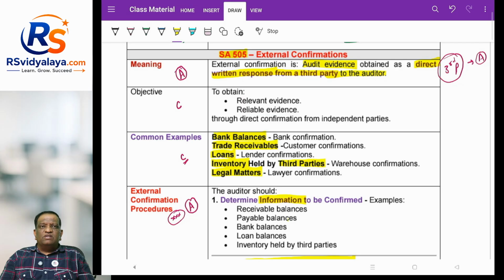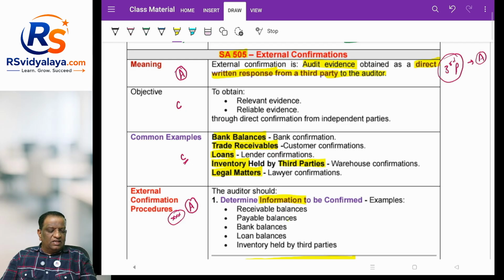Because when all the books of accounts are there and he has 100% right to them, why would he have to write to a third party? So, is it optional or mandatory? It is no longer optional. It is mandatory for the auditor to obtain these confirmations from third parties. Now, what are the examples? You can take many things: bank balances, trade receivables, loans, etc., inventory with third parties, external legal counsels. So all that would become your examples. Then comes the main one.